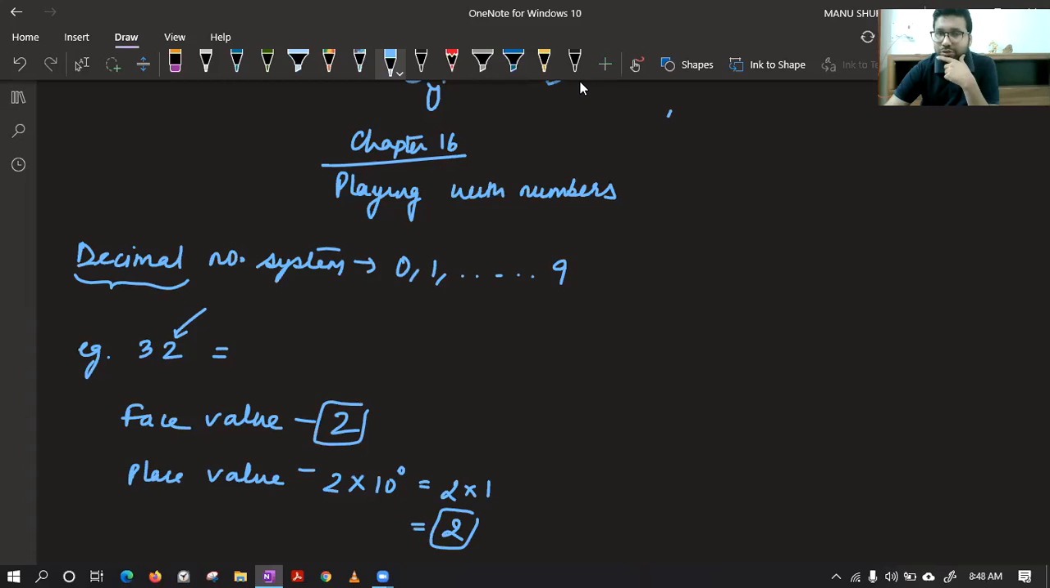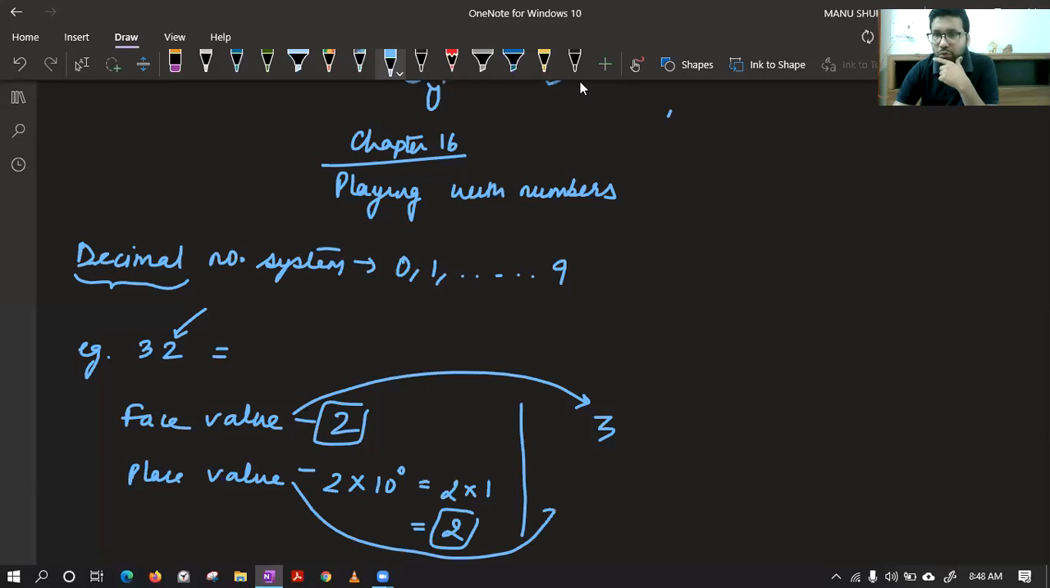But in the case of 3, what is the face value? It is 3. And what is the place value? What is the place value of 3? It is 30. Why? Because 3 is the digit multiplied with the position weight. The position weight is 10 power 1. So the answer becomes 3 into 10, that is 30.